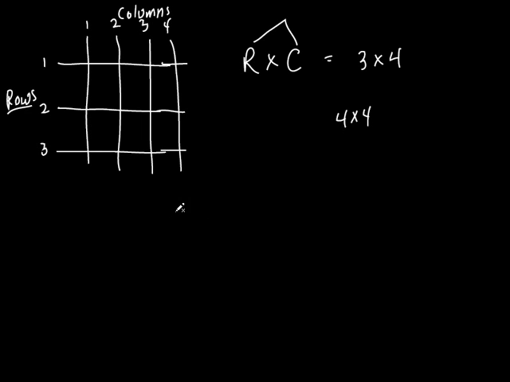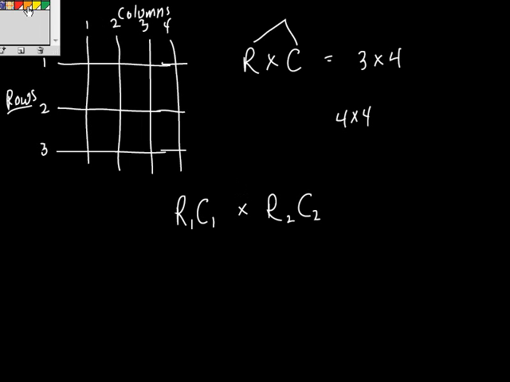Watch this. Let's say the first matrix we'll call R1C1. Row column of the first matrix. And then what if I'm going to multiply it by another matrix? We'll call this R2C2. Here's a way to check to see if you can multiply them or not, because you can't multiply any 2 matrices in the world. They have to be certain dimensions. This is how you check to see if you can multiply them together. You write the rows columns on one, rows columns on the other, and this is what you do.